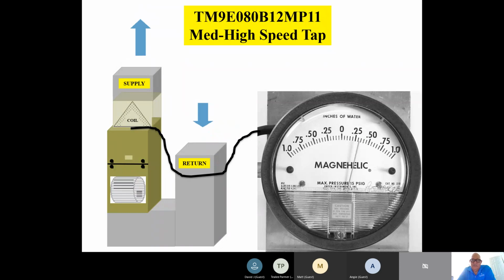So if you'll find the TM9E80 B12 furnace on your furnace chart, we're on the medium high speed tap.